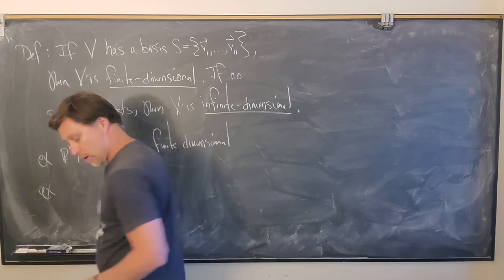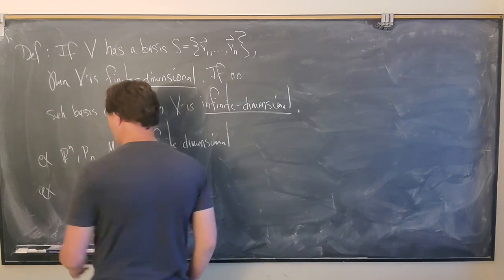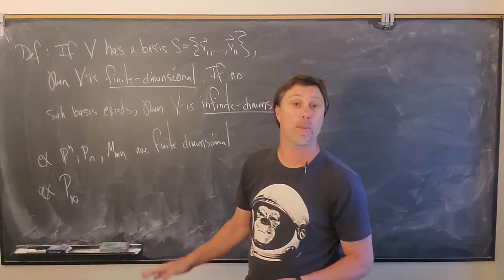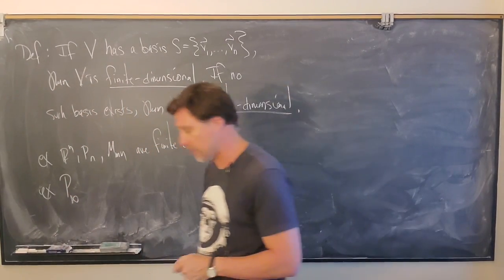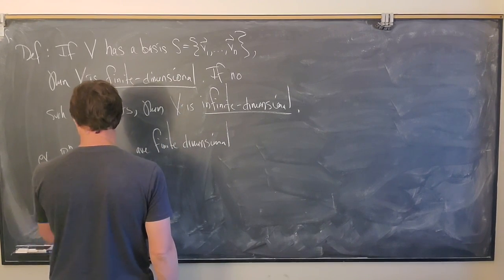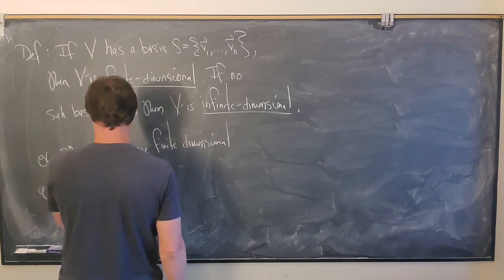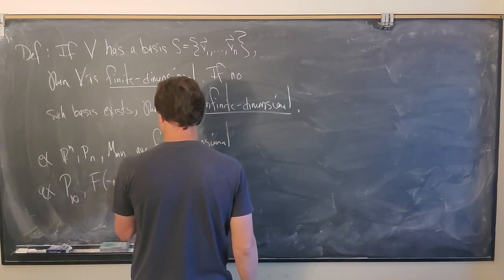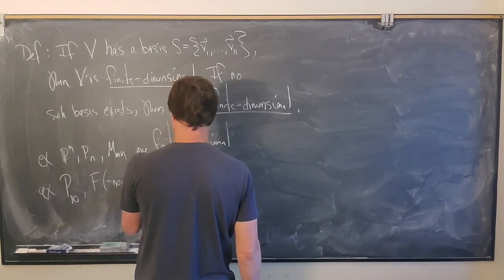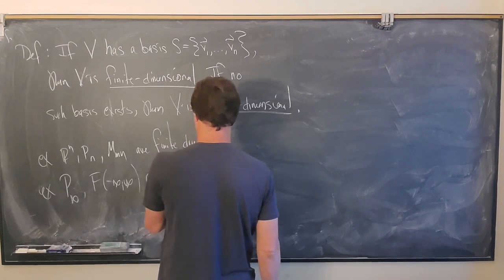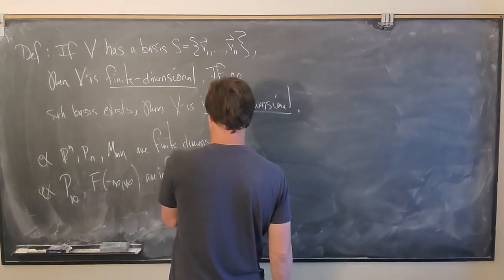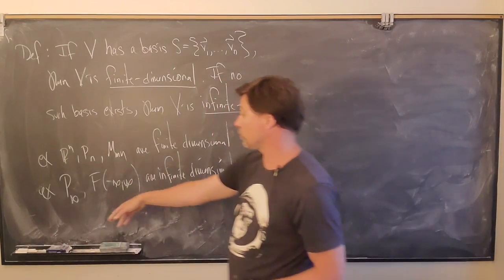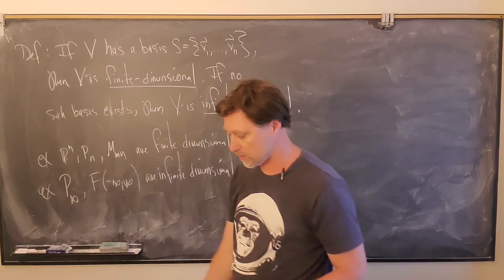There are some that are not, and the most important one, P sub infinity, remember that's the collection of all possible polynomials of all possible degrees. That one's infinite dimensional. Also F sub infinity, the set of all functions from R to R. So both of these are infinite dimensional. I'm stating this without actually providing a proof. It just turns out that it's true that both of these are infinite dimensional vector spaces.